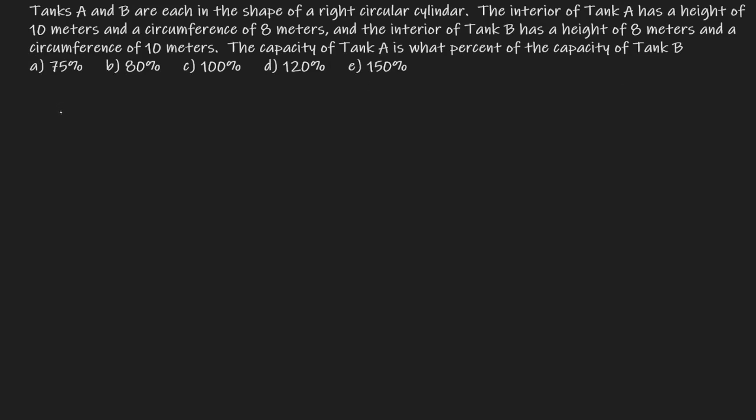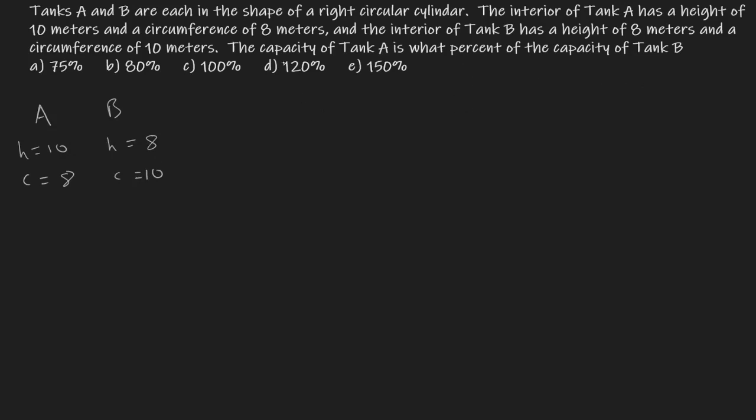Now, as with pretty much all questions, you want to write down what the question gives you. So you have tank A, and we're told there's a tank B. For tank A, you have a height, so I'm going to put height H equals 10 meters, and a circumference of 8, so that's going to be C equals 8. And for B, similarly, you have a height of 8 meters and a circumference of 10 meters.